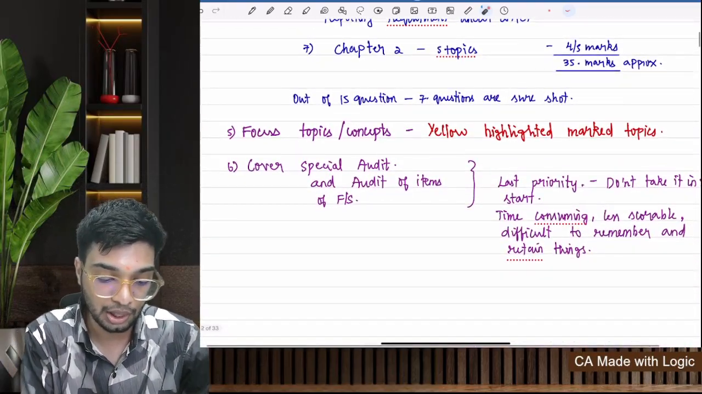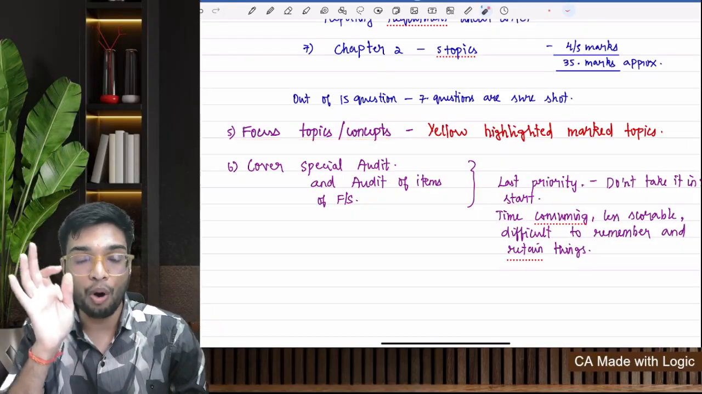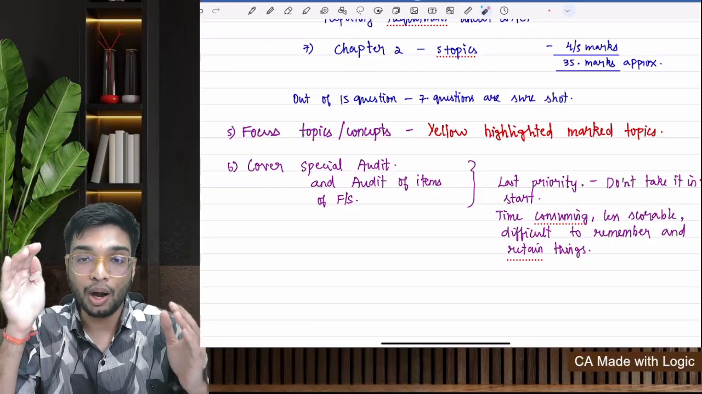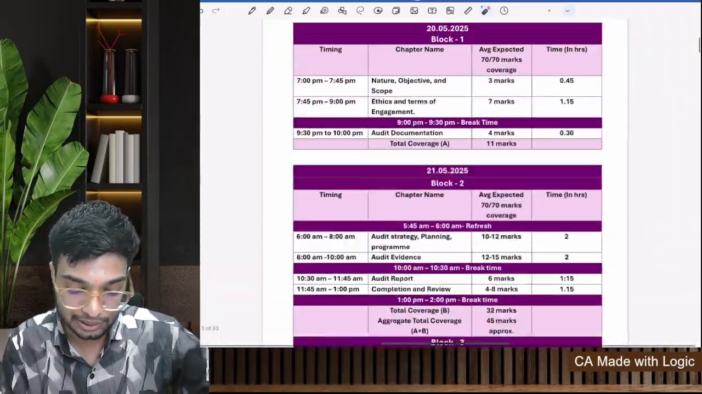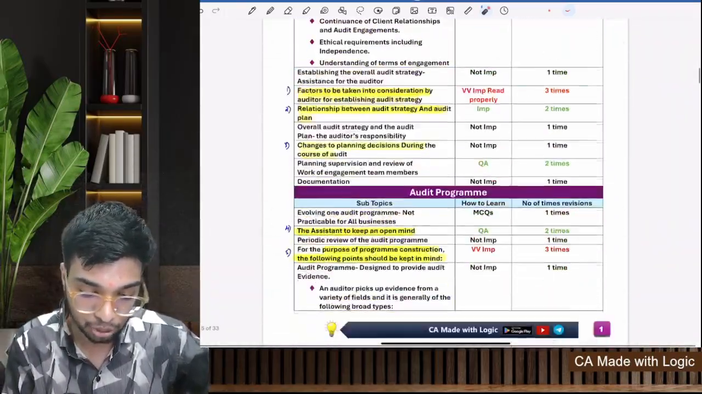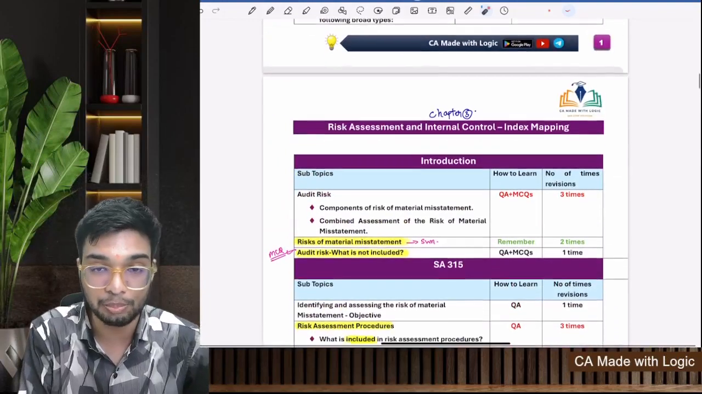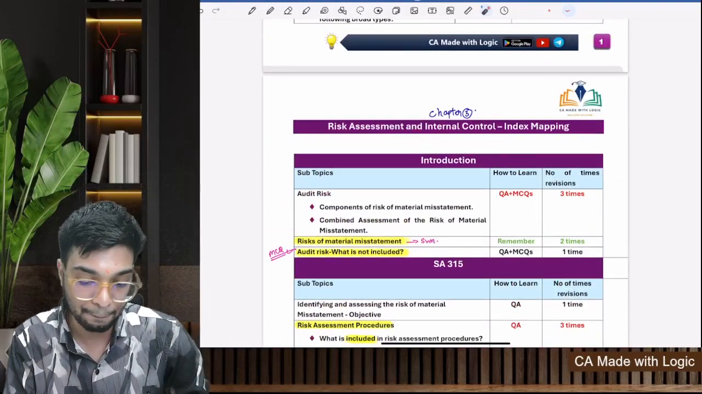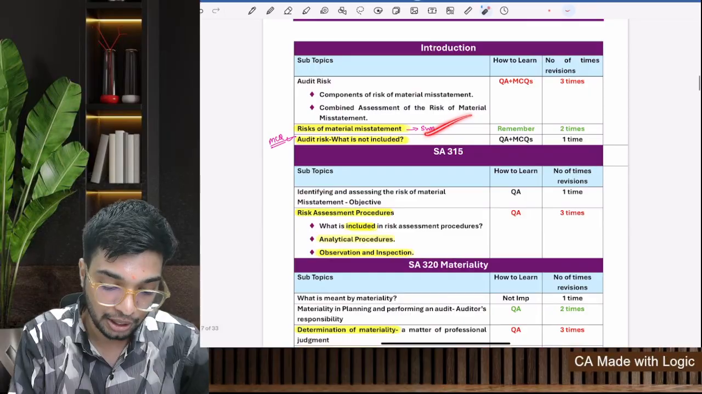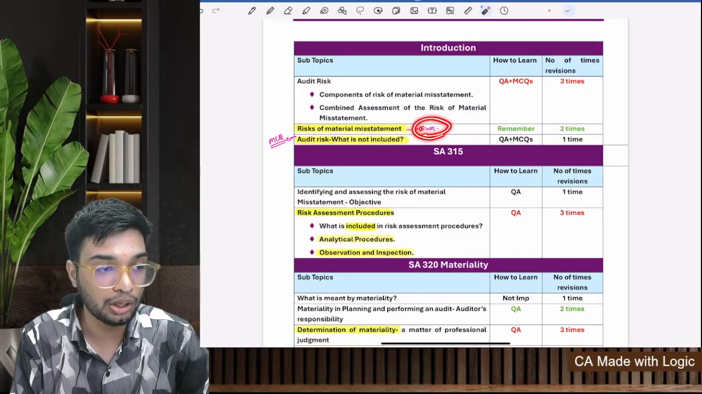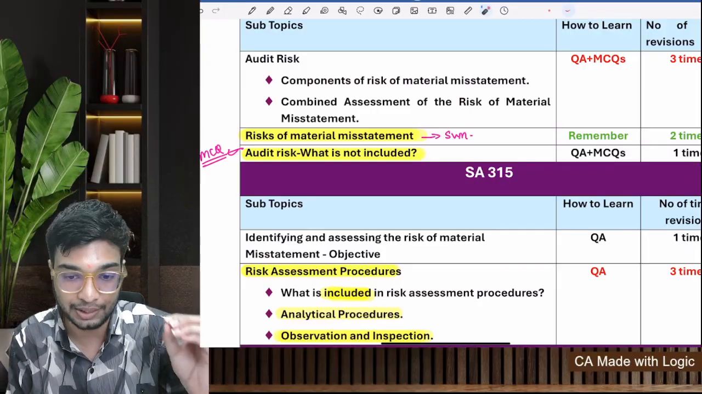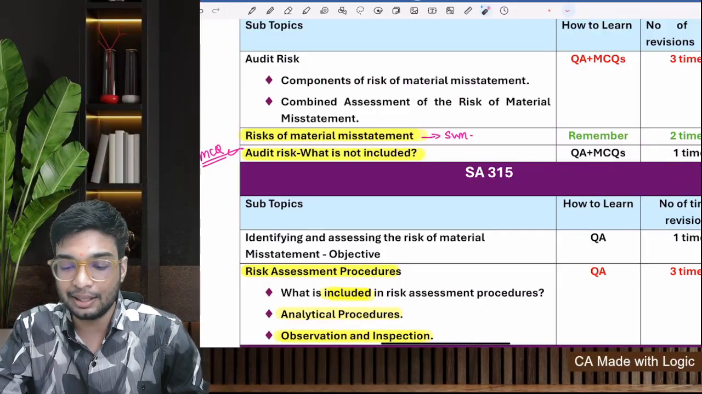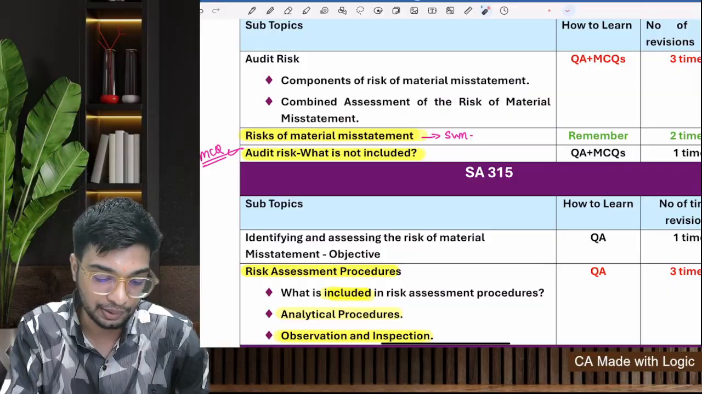For all the chapters, for important topics, I have highlighted it. Nothing to worry about. You can just see chapter number 3 as well, which is risk assessment and internal control. Very big chapter. I have given it over here also that risk of material misstatement can also be tested in the form of some small sum, like they can test in the MCQ as well, 2 marks MCQ.